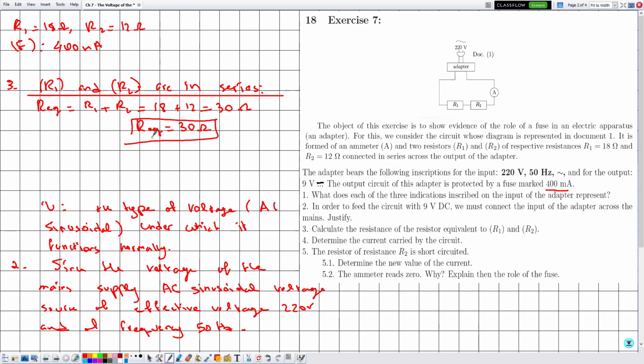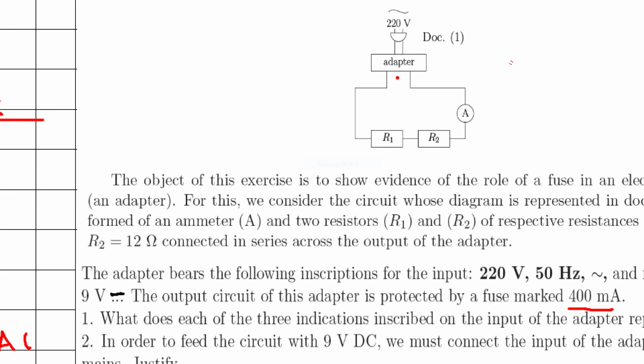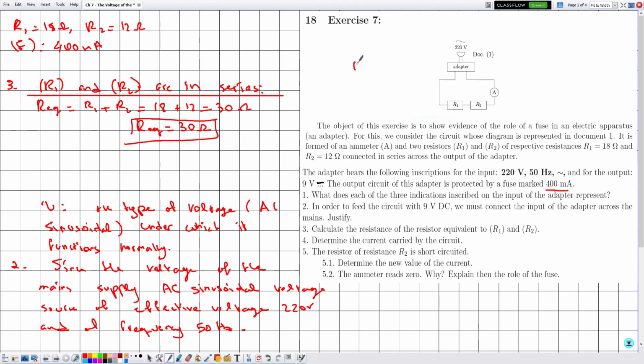And as we mentioned previously, whenever we calculate an equivalent resistance, we need to redraw the circuit. Okay, let me redraw it. So this is the adapter. This is the wall plug like this. Now this is the resistor replacing both of them. This is the ammeter connected back to the adapter.